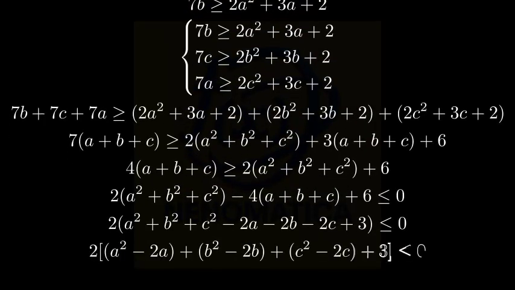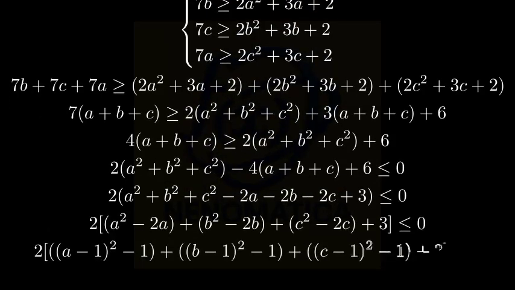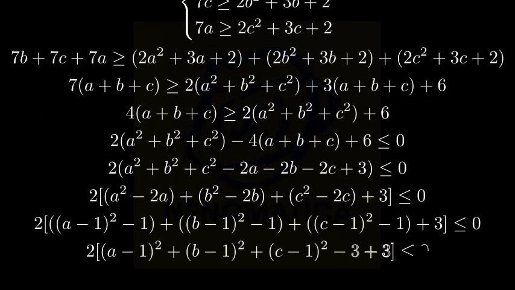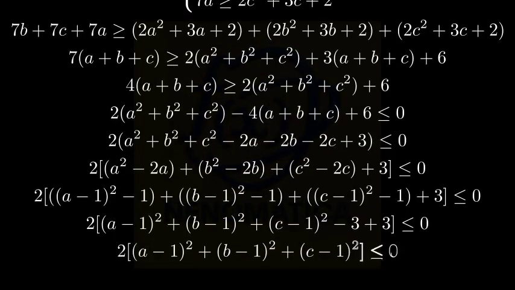Rearranging the terms inside the parentheses, we can write a^2 - 2a + b^2 - 2b + c^2 - 2c + 3 ≤ 0. We can complete the squares for each variable. For a, we have a^2 - 2a + 1 - 1. Similarly for b and c. So our expression becomes (a - 1)^2 + (b - 1)^2 + (c - 1)^2 ≤ 0.